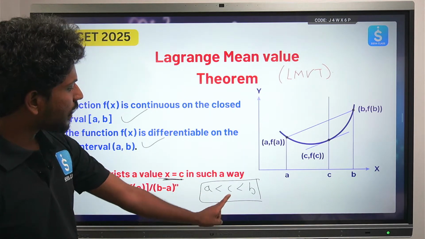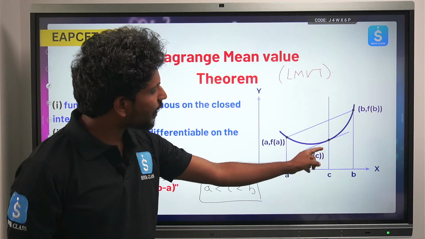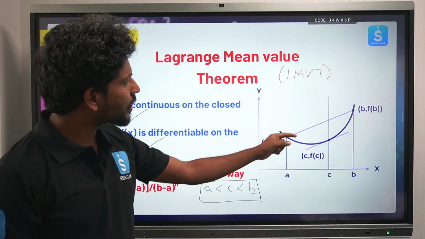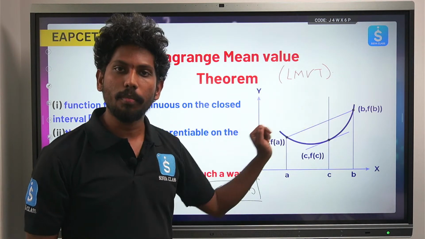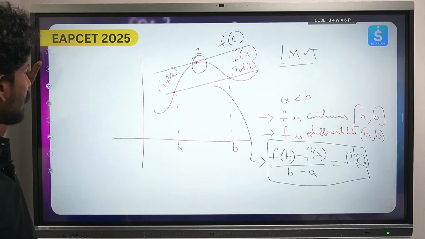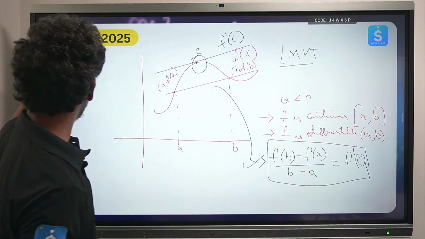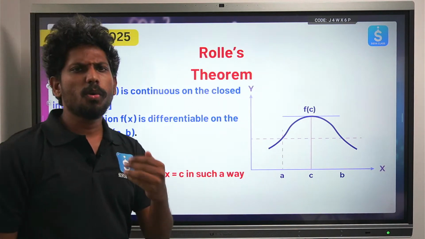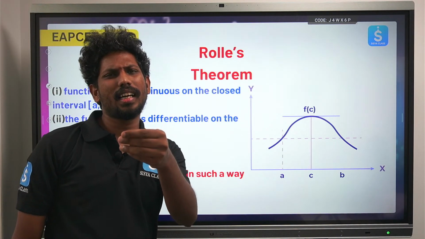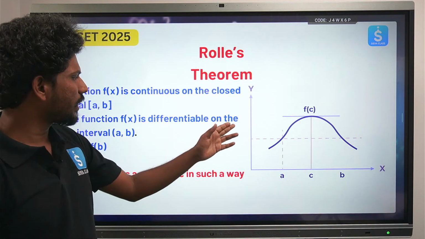Okay, so this c exists in such a way that the slope at c is equal to the slope of the line joining point a and point b. Simple, right? So this is the condition you need to understand. Next, Rolle's theorem is just another version of the Lagrange theorem.